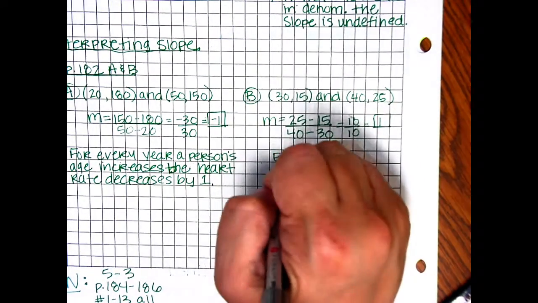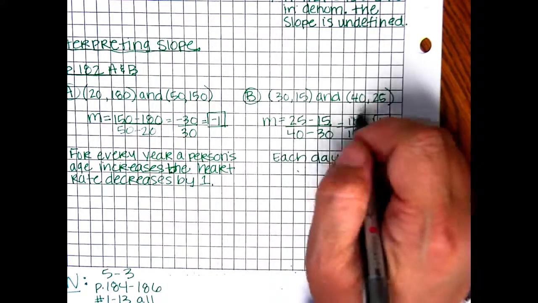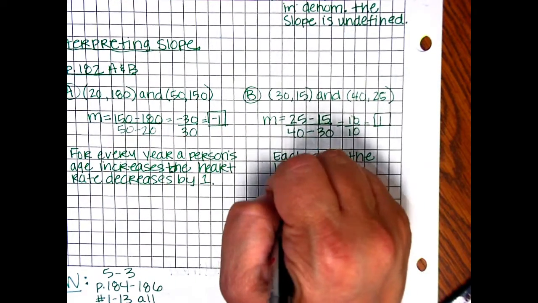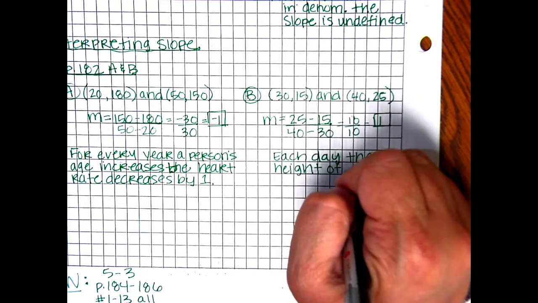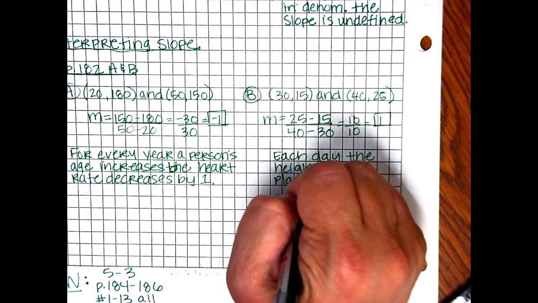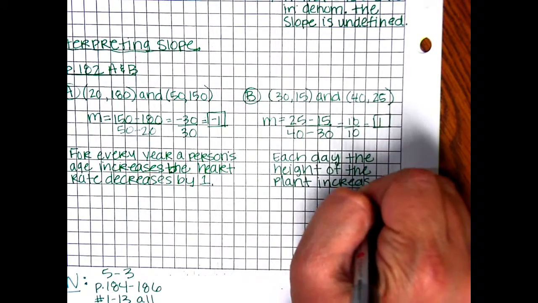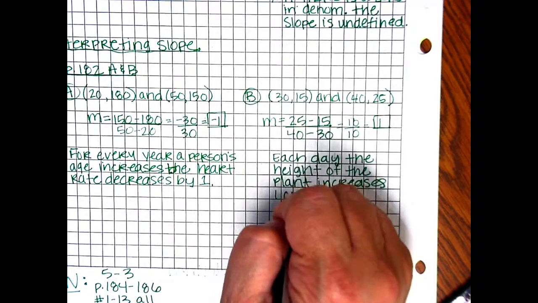So each day, the height of the plant increases 1 centimeter.